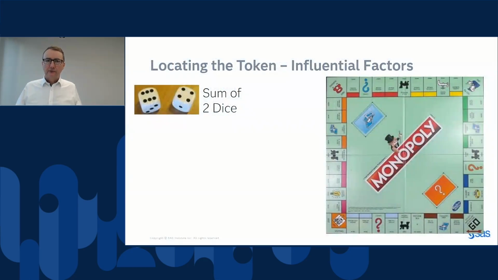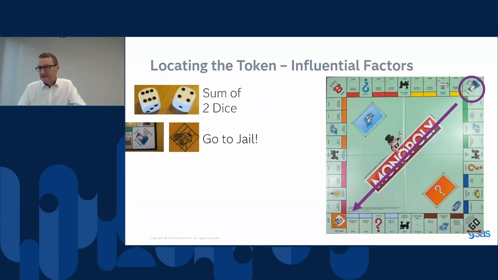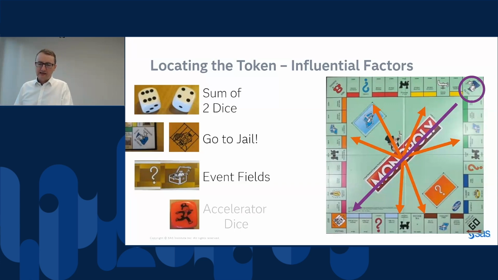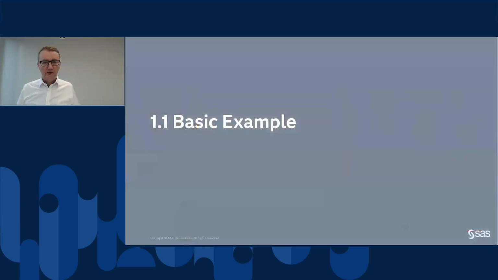Let's get started with the first business question. Is the visit frequency of the fields of the Monopoly board game roughly equally distributed? So if we think of this, yes, there's the sum of two dice, but there's also the go to jail directive, which changes a little bit. There are also event fields which tell us go here, go there. And as I said, for some versions, there's also this accelerator dice. So let's take a look and find out how we can implement this, how we can build this.